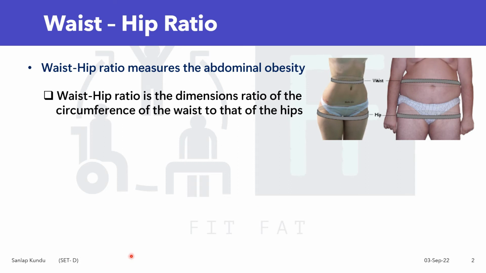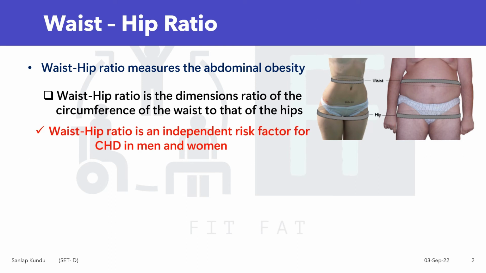Now in this figure, you can see how it is measured. According to the World Health Organization, the waist circumference should be measured at the midpoint between the lower margin of the last palpable ribs and the top of the iliac crest, using a stretch-resistant tape that provides a constant 100 grams of tension. Hip circumference should be measured around the widest portion of the buttocks with the tape parallel to the floor.